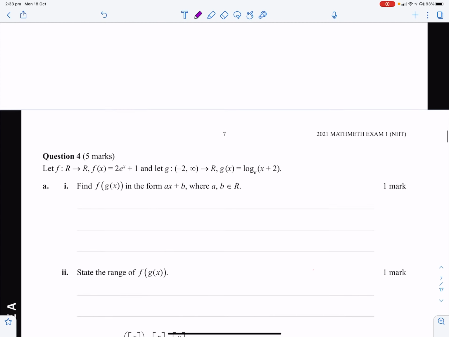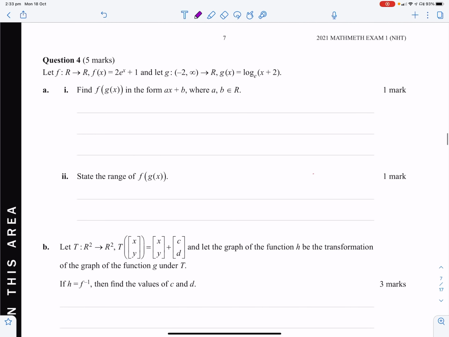Okay, not too bad so far. Let f be defined for all real numbers, 2e to the x. This is a Fs and Gs question, so I always just put domain and range. F and G are greater than 1 because it's an exponential. This one is from -2 to infinity, and it's going to have a range of all real numbers. Find f of g of x in the form ax plus b.